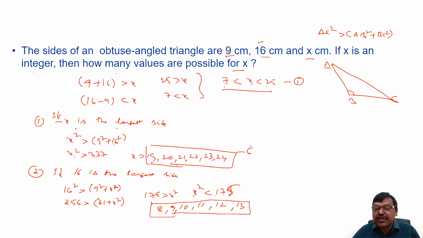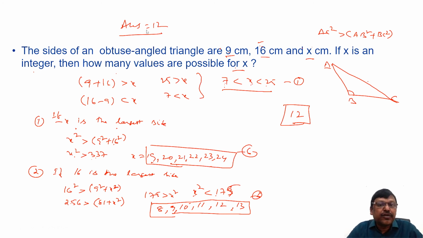We have 6 values here. We have 6 values total. How many values are possible for x means we can say there are 12 values possible. So the answer is 12, right? So these are a couple of questions based on classification of triangles on angles.